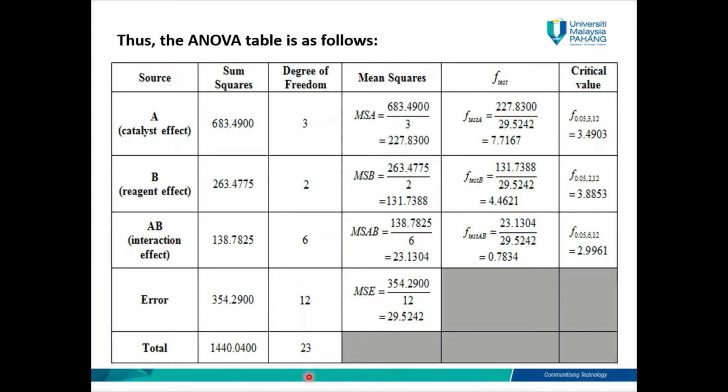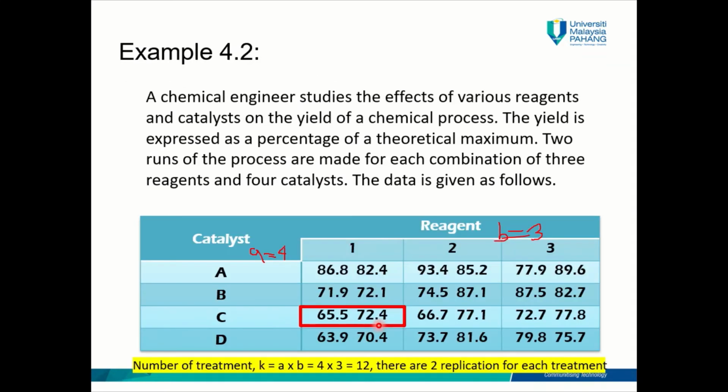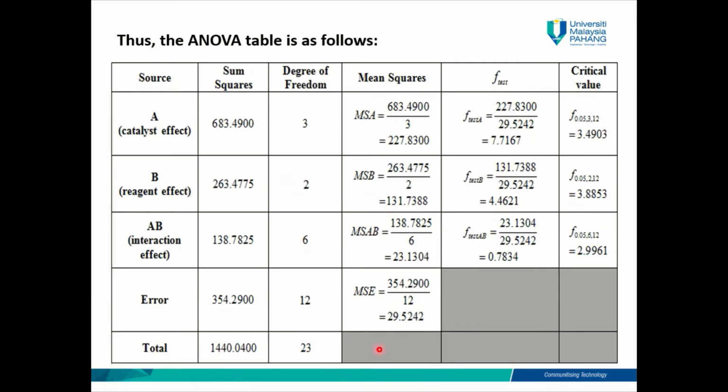And the last degree of freedom is capital N minus 1. Capital N, or you can also calculate using ABR minus 1, but it's actually capital N minus 1. Capital N is the total number of observations for all the treatments. So 12 treatments multiply 2 replications, minus 1. So that will give you 23. Very simple formula. You should be able to use this degree of freedom formula.